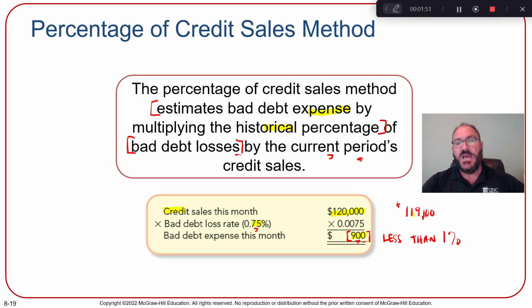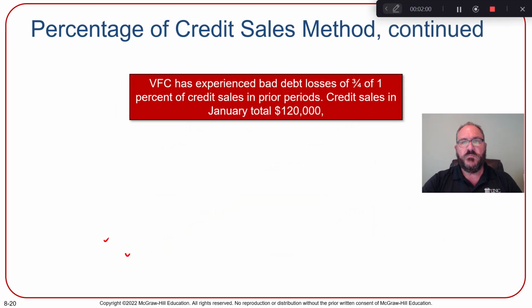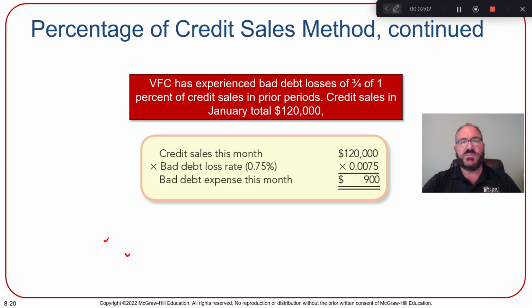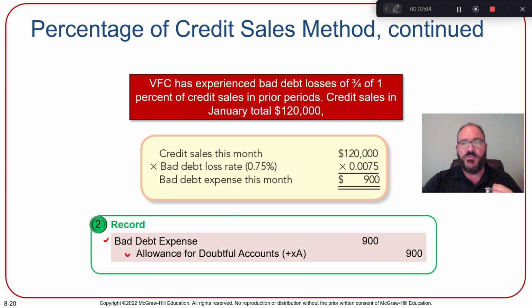So out of that 120,000, they expect to collect $119,100. Okay, all right. So 0.75%, that's their bad debt expense for this month. And there you go. That's the journal entry based upon that. So there you go, bad debt expense. It's an expense account. We're debiting it to increase it. And then we're opening up that allowance. We're adding it to the allowance for doubtful accounts. We're adding $900, putting that money in the cookie jar, okay?